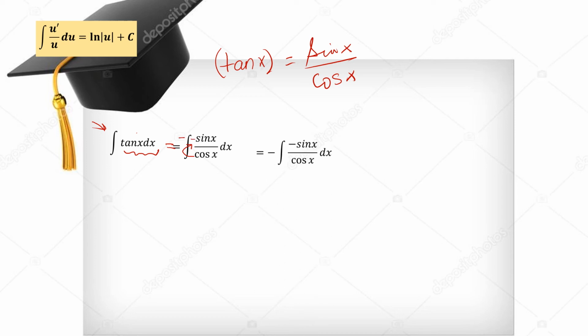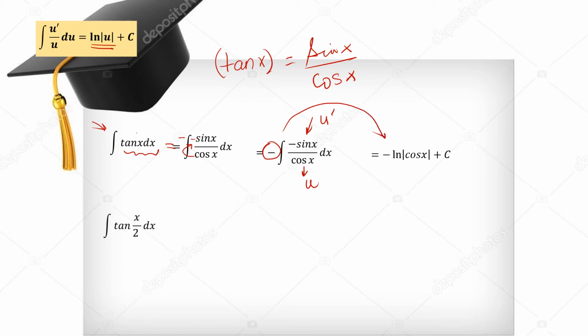Now everything is there. The denominator is u and on the top it is u prime. So you will write in the answer ln of u. That means ln of cos x. And don't forget to write this negative in your answer.